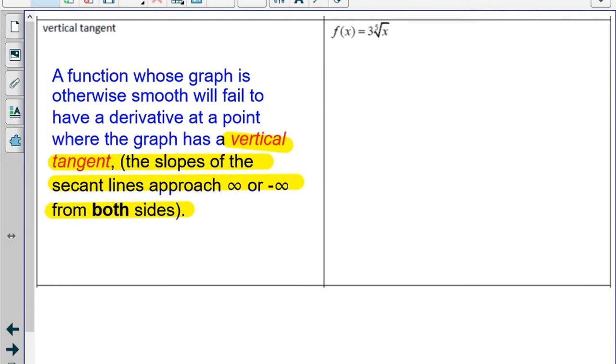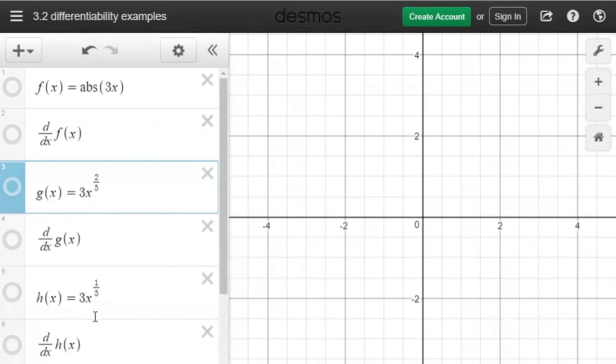A vertical tangent is a function whose graph is otherwise smooth, but it will fail to have a derivative at a point when the secant lines both approach the same value of infinity. Okay, so if I look at the graph and then I look at what the derivative slopes kind of look like, we'll take a look at how this one works. So this function looks kind of weird.